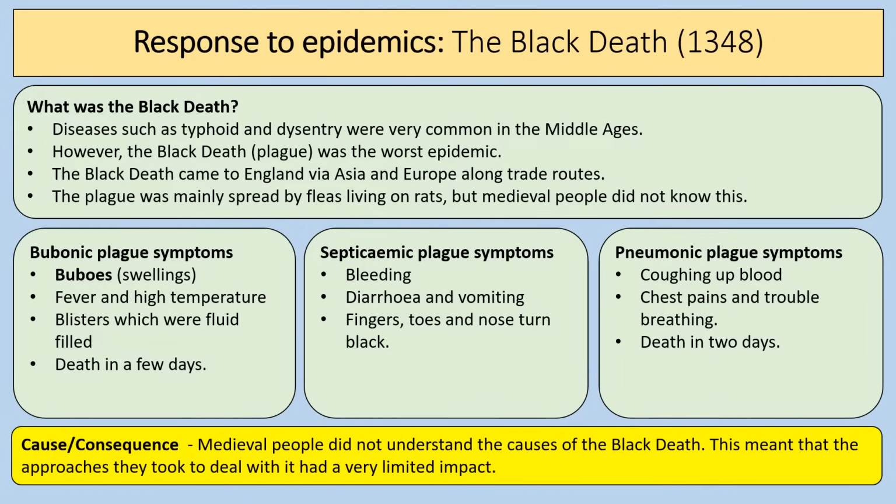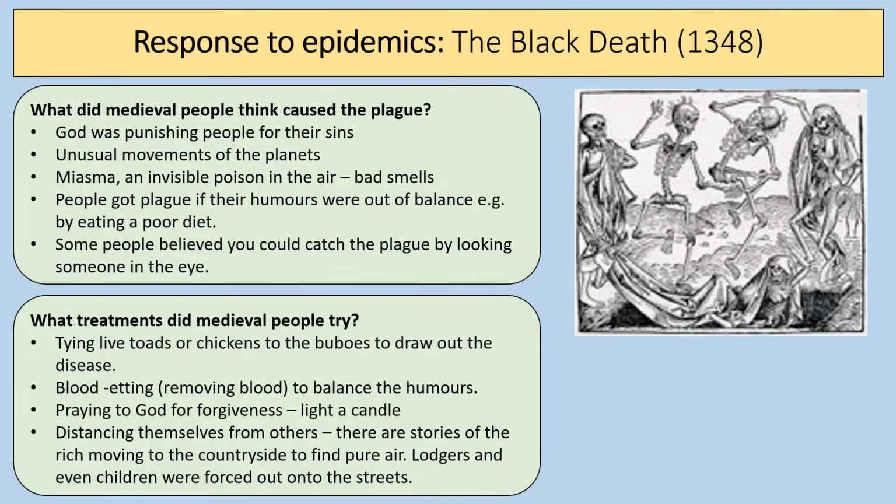So in terms of cause-consequence, medieval people just did not understand the causes of the Black Death, and it meant the approaches they took to deal with it had a pretty limited impact. So medieval people believed that the plague was caused by God, punishing them for their sins. Some people believed in astrology, the unusual movements of the planets. Many people believed in the idea of miasma, that bad smells were causing the Black Death. Some people believe that people got plague if their humours were out of balance, such as if they were eating a poor diet, for example. And some people believe you could even catch the plague by looking someone in the eye.